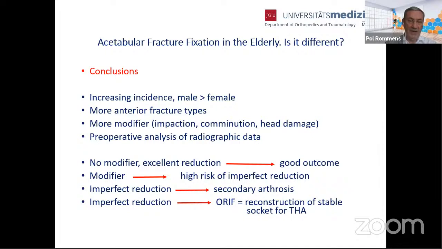If there is an imperfect reduction, there is a higher risk of secondary arthrosis, and we have to change the goal of our surgery. The ORIF is not a definitive treatment, but should be the reconstruction of a stable socket for a later total hip arthroplasty.